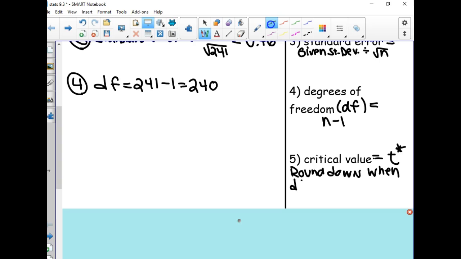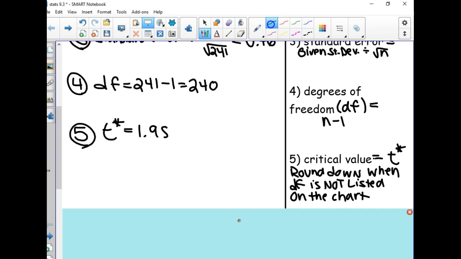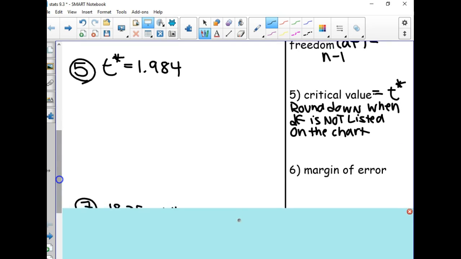When the degrees of freedom is not listed on the chart, so what did I say? It was 1.984. Okay, so our T star is equal to 1.984. That's our critical value. All right, the next step is to find our margin of error.